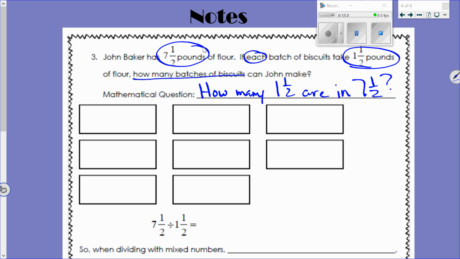So, I think the number is going to be smaller than 1 1/2, bigger than 7 1/2, or somewhere in between. Somewhere in between. Yeah, it should be somewhere in between. Do you think my final answer is going to be less than 1 1/2, somewhere in between, or more than 7 1/2? Because so far we've ended up with bigger numbers, right?